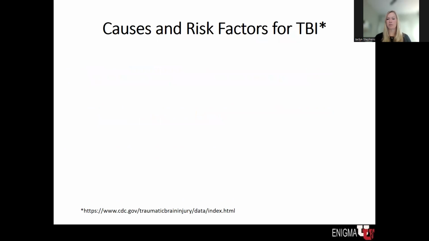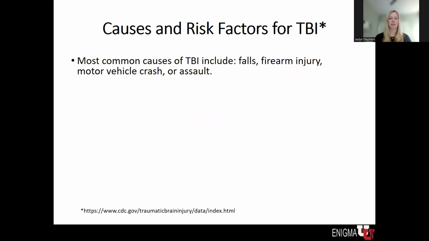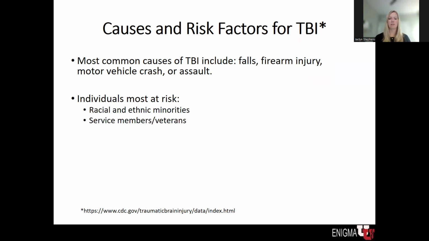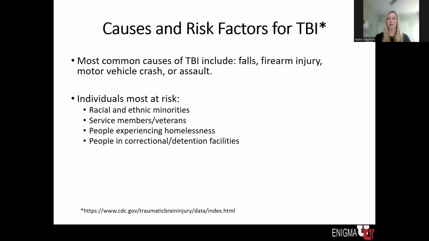A few causes and risk factors for traumatic brain injury. Again, this is from the CDC. The most common causes of TBI include falls, firearm injuries, motor vehicle crashes, or assault. There are certain groups of people who are more at risk for TBI. These include racial and ethnic minorities, service members and veterans, people experiencing homelessness, people in correctional or detention facilities, survivors of intimate partner violence, and people in rural areas.